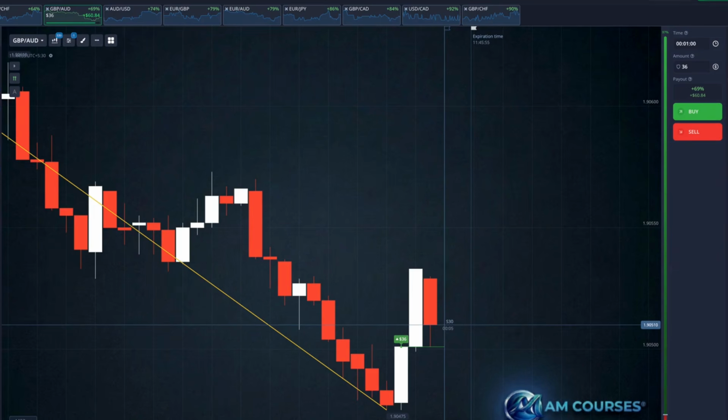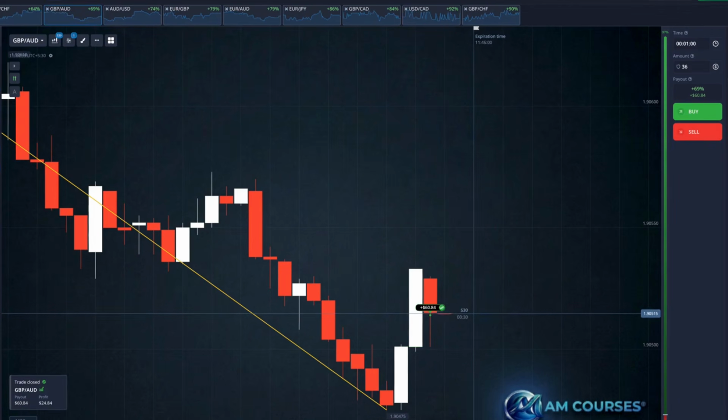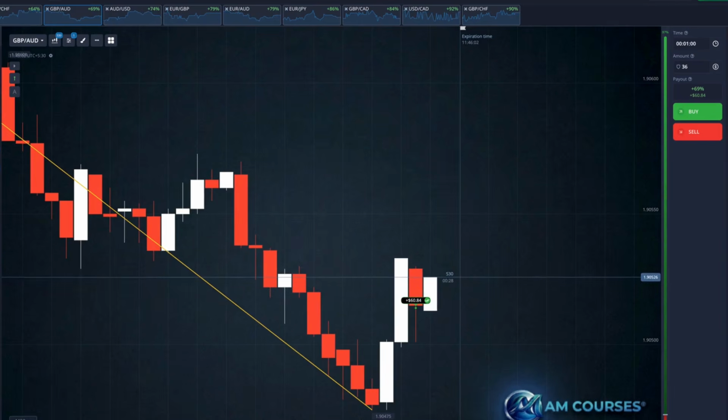The market had been falling for so long that when buyers finally stepped in at that swing low, the bounce was sharp and decisive. The timer is counting down, and everything is moving exactly as planned. Expiry hits, trade closed. Green badge, profit confirmed.